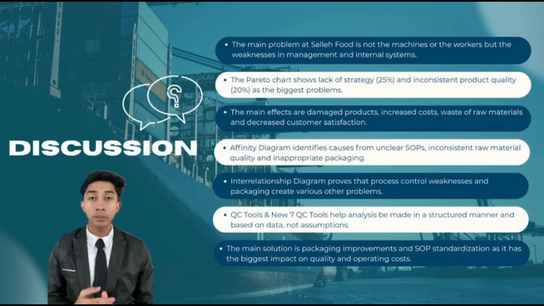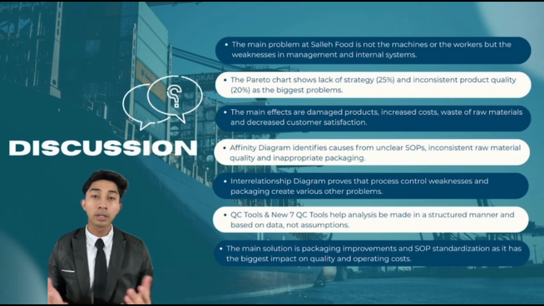Therefore, due to the problem, it will result in uneven chip quality, damaged product, increased operating costs, waste of raw material, rework, and decreased customer satisfaction. Next, by using the affinity diagram, we can identify the causes of the problem, which stem from 4 main categories: work method, raw material, workers, and machines, with the absence of clear SOP being the most dominant factor. Furthermore, the interrelationship diagram proves that weaknesses in process control and packaging cause other problems such as damaged product and customer complaint.